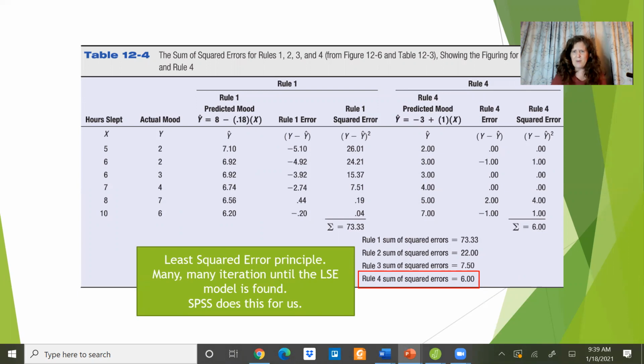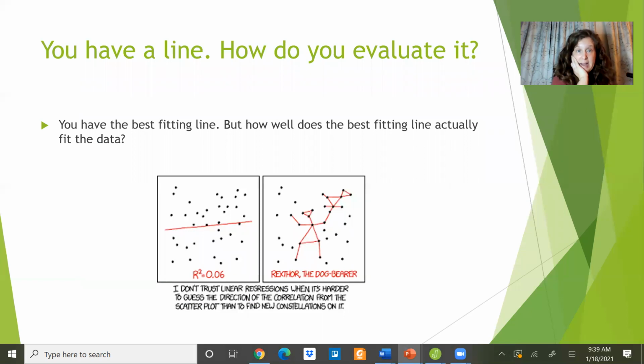What are these least squared errors? You take the error, which is Y minus Y caret, you square it, and then you look for the one that's the smallest, least squared error. SPSS does this for us. That's a lie. Sorry, I should say JASP does that for us. So you get a line that fits your data. How do you evaluate this line? How do you evaluate how well X predicts Y?